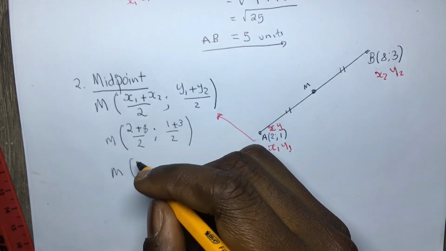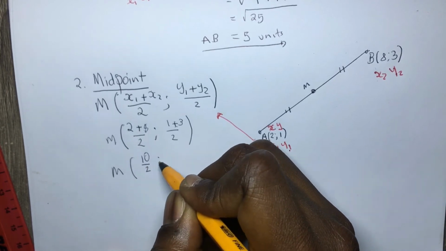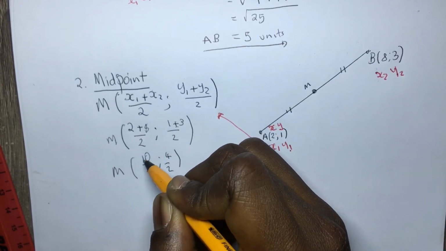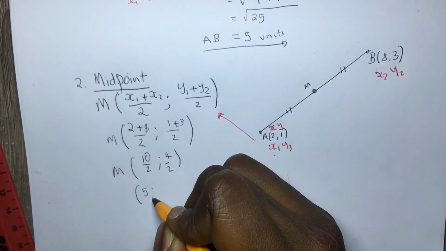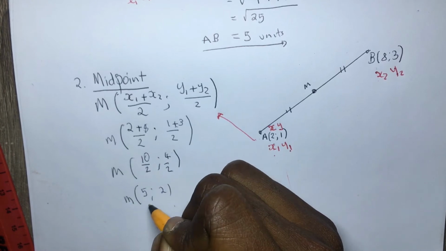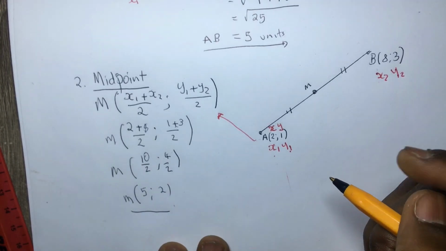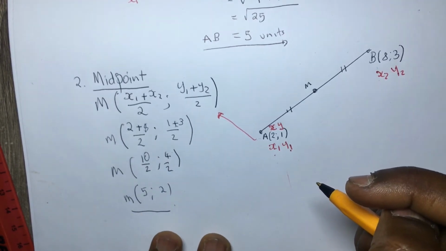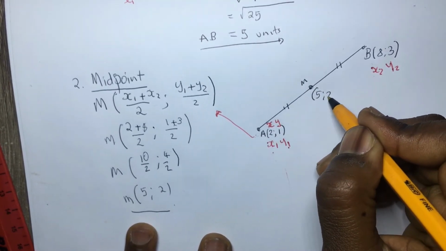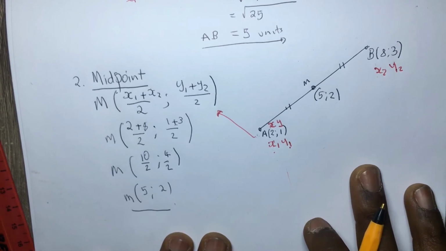So 2 plus 8 is how much? It's 10 over 2. And here we've got 4 over 2. Then 2 goes into 10 how many times? 5 times. 2 goes into 4 how many times? Twice. So the midpoint, I hope you can see it there, the midpoint M between A and B is actually how much? 5 and 2. I hope you get it. Very basic also, nothing hectic.